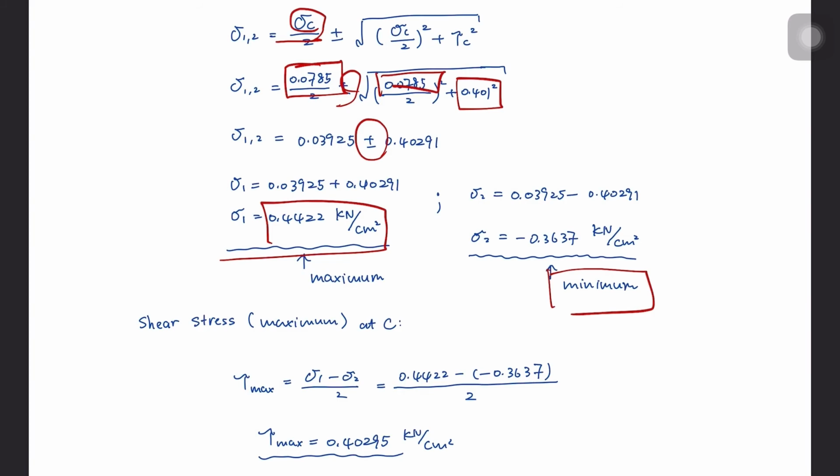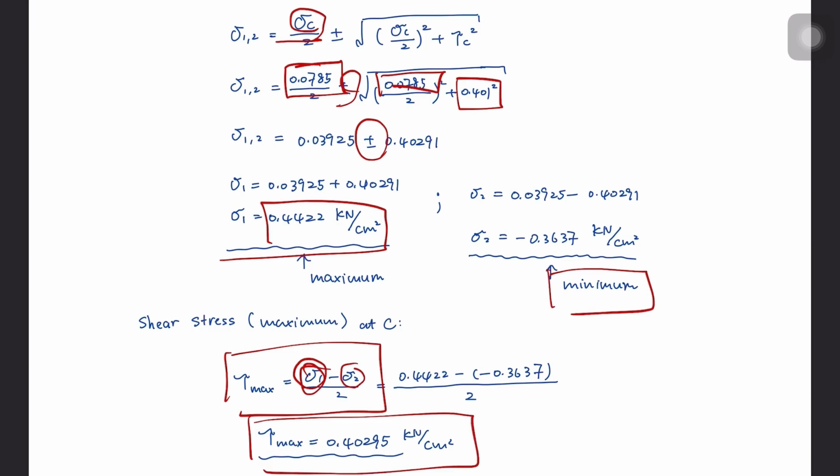And for shear stress, we use the equation: the larger number of the normal stress minus the minimum number of the stress. Because minus a negative is plus, it's just 0.4 plus 0.36 divided by 2, which is 0.4. So here is the maximum shear stress.